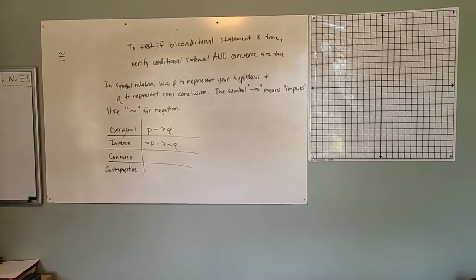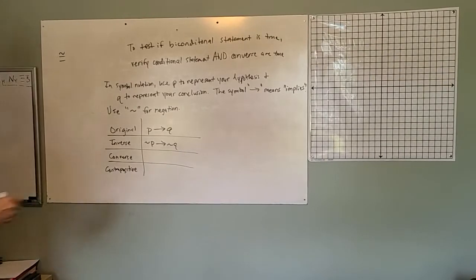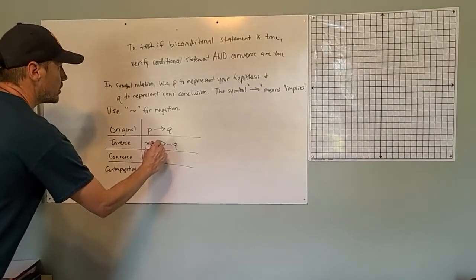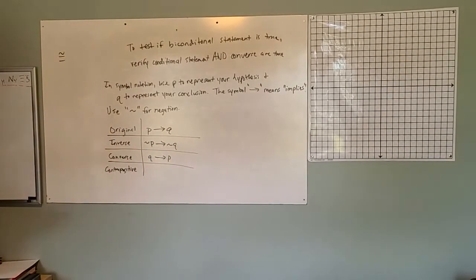Now when we found the converse, we based that off of the original, and what did we do? Flip it. We flipped them, right? So how would I write the converse using symbols? So Q, then P. That's right. Q, and I guess we would say implies. Q implies P, since that's how we read that arrow. So Q implies P. Okay.